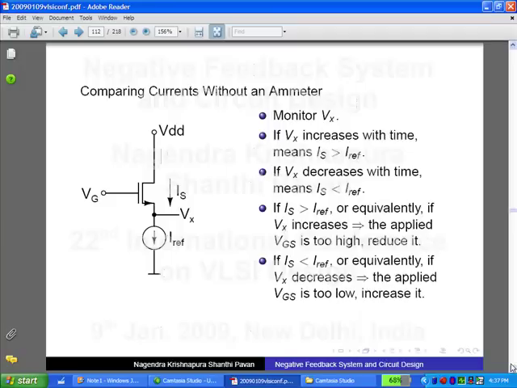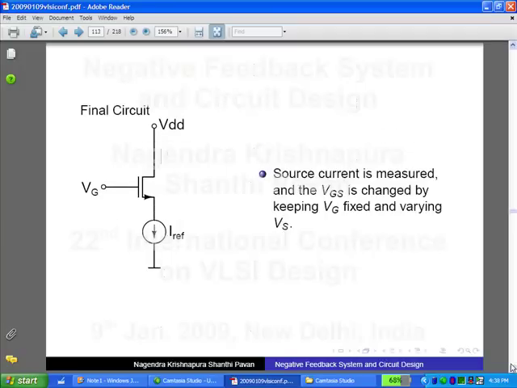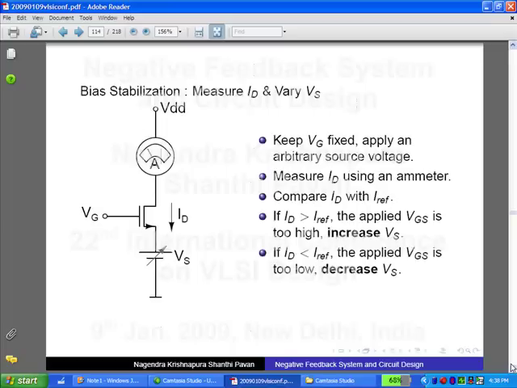So the third thing is, the next thing is to say, hey, I can measure the current in the drain and vary the VGS by varying the source potential. So again the same old story, measure current in the drain, compare it with the reference, yank this in the right direction. If ID is greater than IREF, what should I do to Vs?